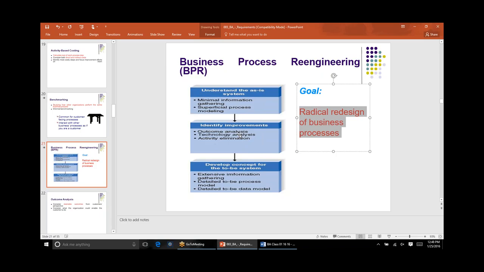Now when you say technical analysis, it means I'm using a software, I'm using a technology, and I might remove this technology completely. We do not require that technology. We completely remove it, and then develop a completely new future state design. So in business process reengineering, the future state is drastically, dramatically, and could be completely different from the current state.